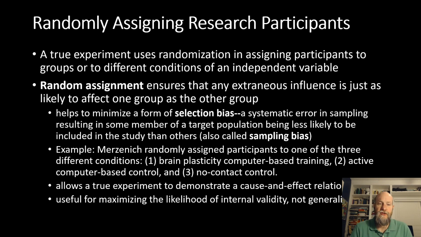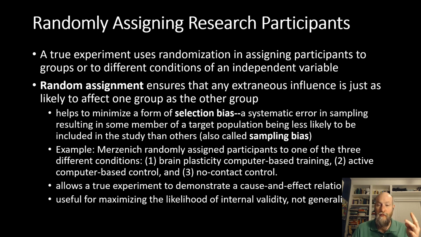As we mentioned in our previous discussions very briefly about experiments, one of the key characteristics of a true experiment, or a randomized experiment, is that we randomly assign those research participants. A true experiment is characterized by this randomization in assigning participants to groups or to different conditions of the independent variables.